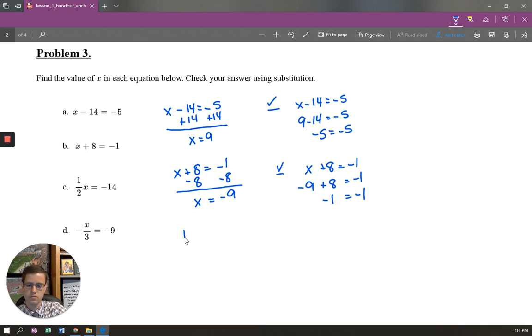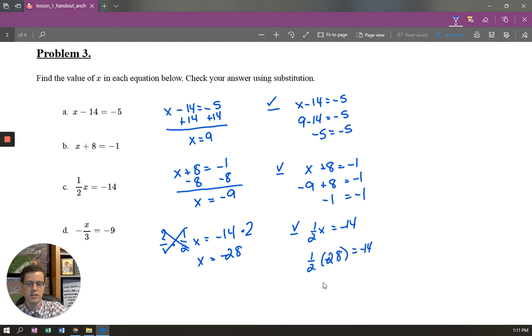C. 1/2 x equals negative 14. And this gets into some of our special rules with fractions. If I multiply by the reciprocal of 1/2, which is 2 over 1, this causes this to cancel out on this side. And so we're left with x equals negative 28. And when I check that, 1/2 x equals negative 14. Half of negative 28 should be negative 14. And sure enough, half of negative 28 is negative 14. So the left side equals the right side, so we're good.